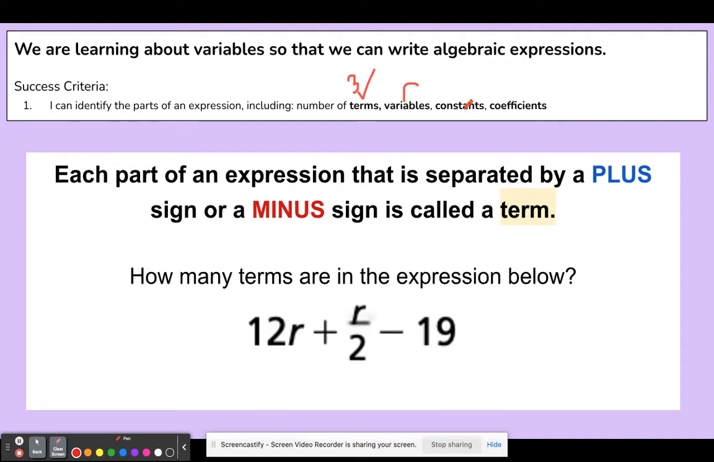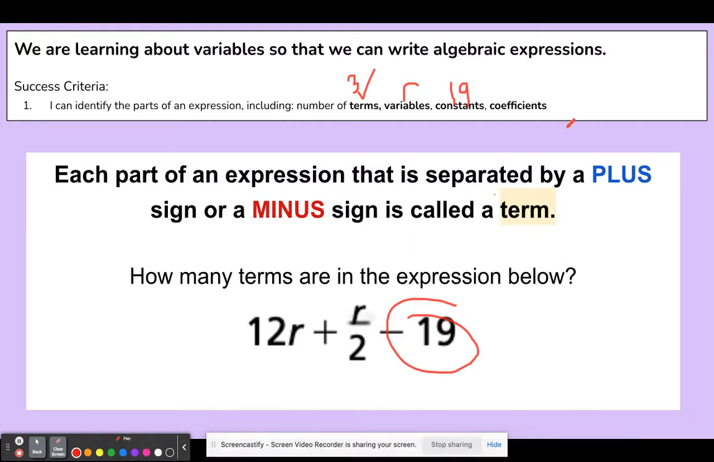Constant. When you think of a constant, it's something that just stands alone. It's always there. It's never changing. So you're looking for something that does not have a letter attached. 12 has a letter attached. 2 has a letter attached. The only number that does not have a letter attached is going to be right here. Okay, so I'm going to call 19 my constant. My constant is 19. It has no letter.